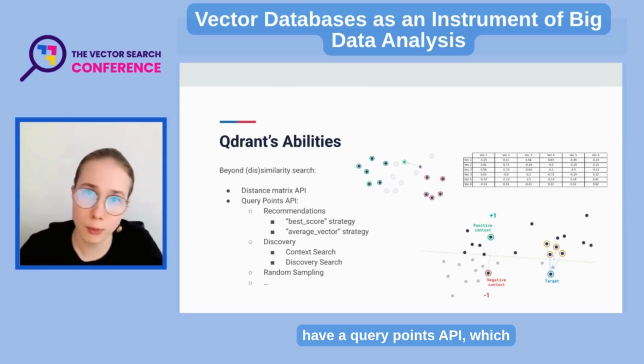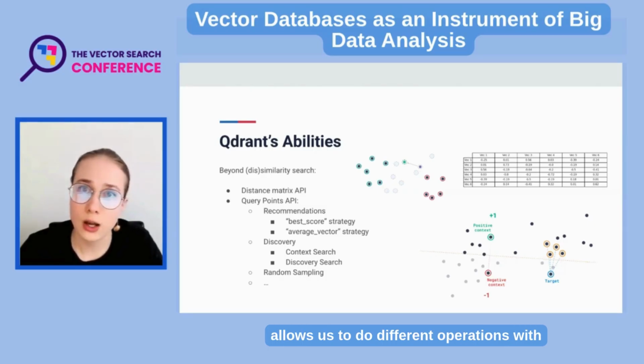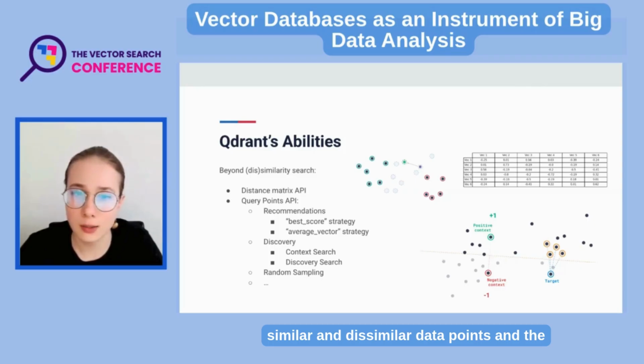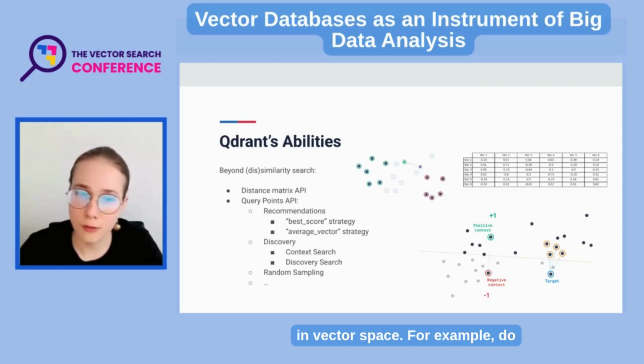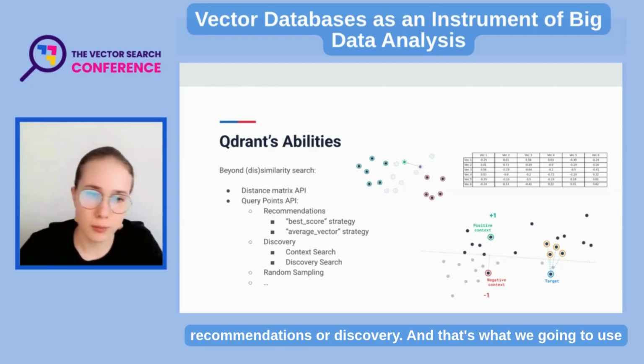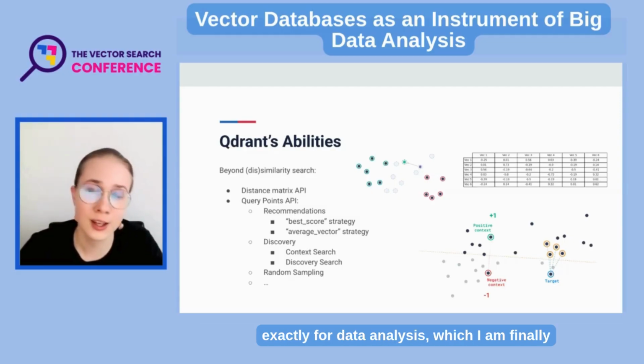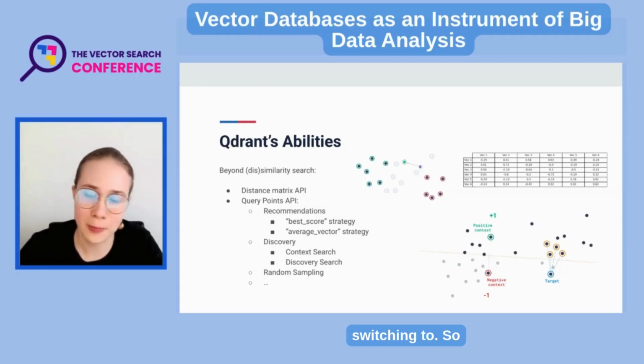also have a query points API, which allows us to do different operations with similar and dissimilar data points and the closeness to them, and move and study our points in the vector space. For example, do recommendations or discovery. And that's what we are going to use exactly for data analysis, which I am finally switching to.